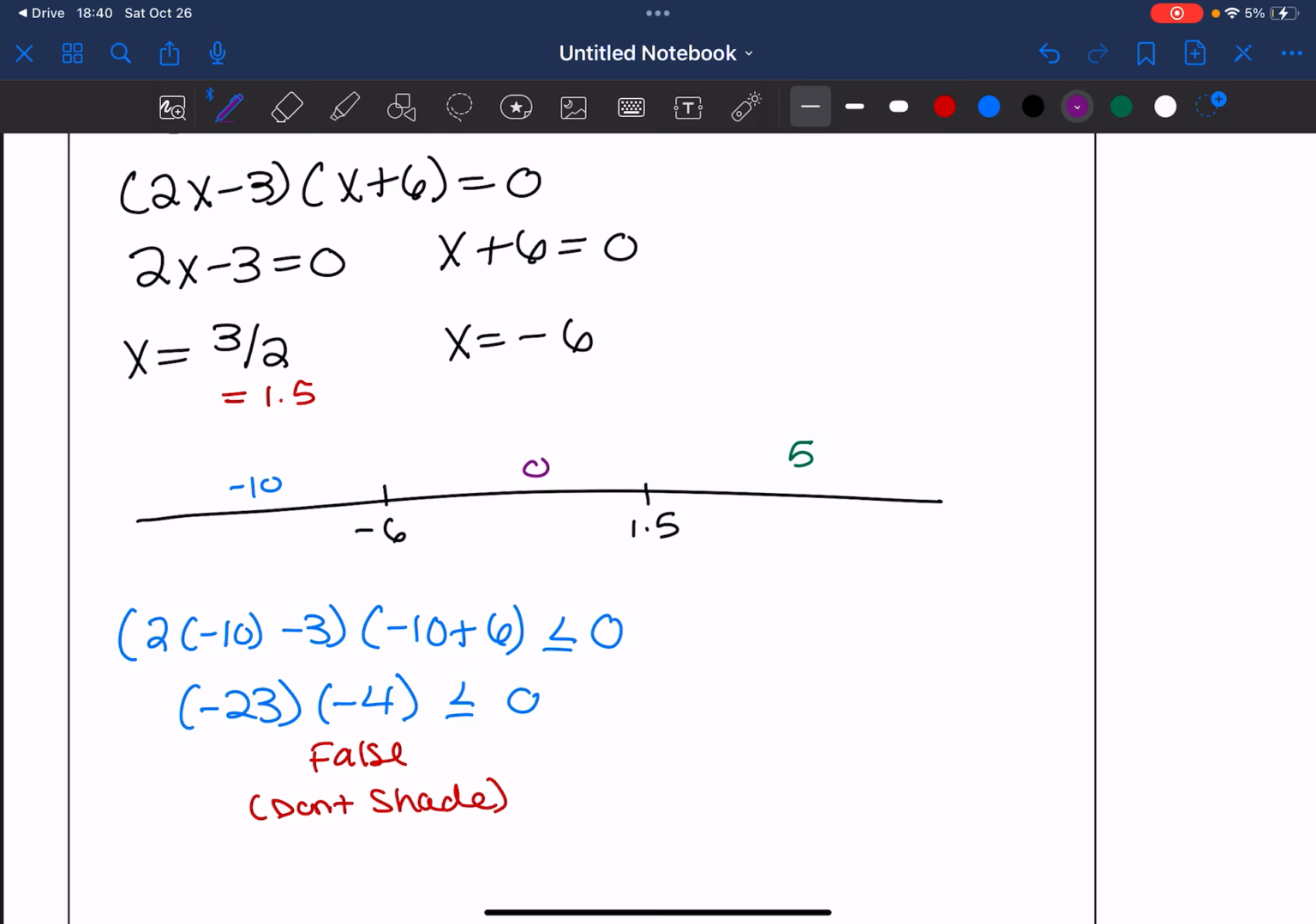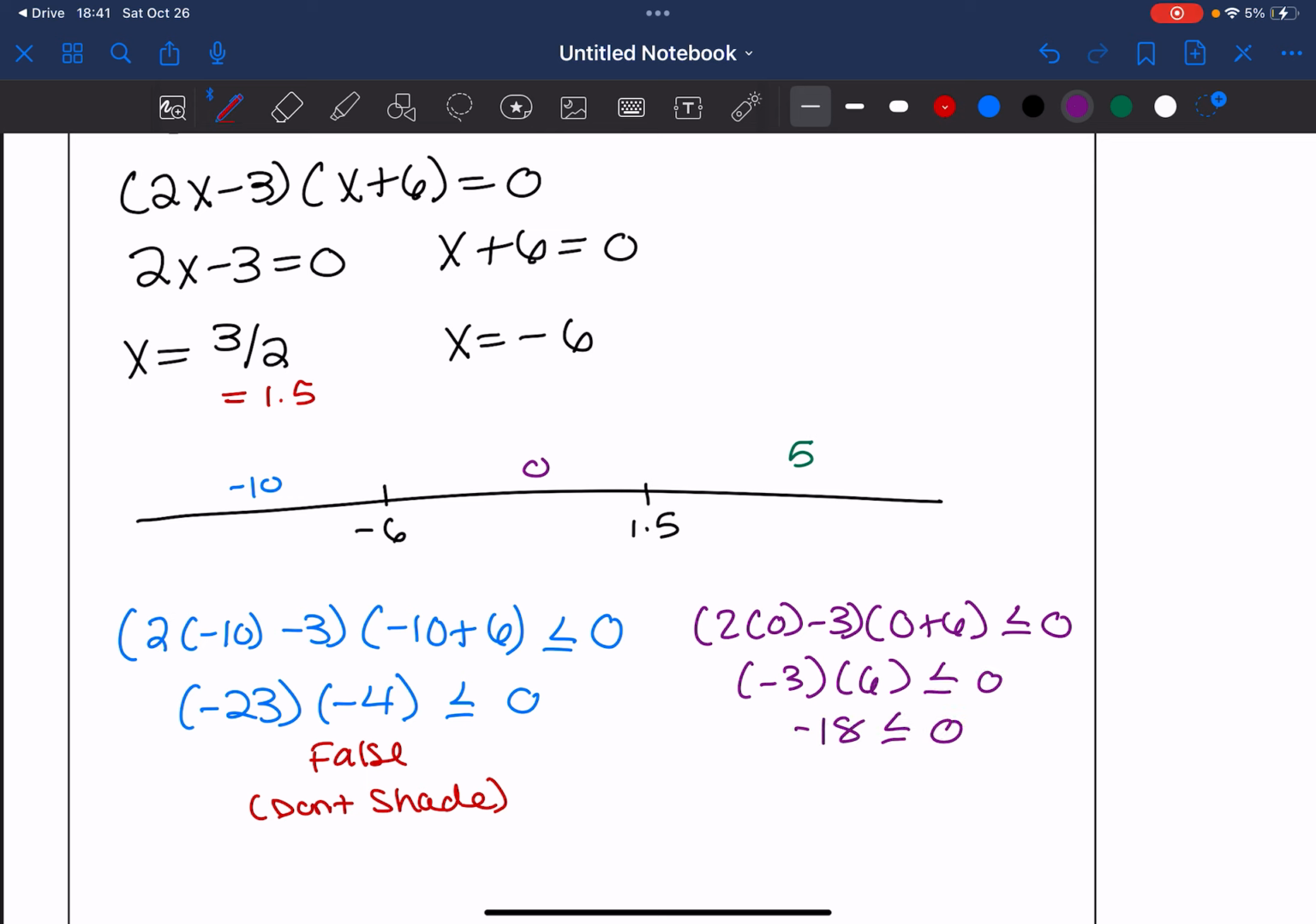Now we're going to try 0. So I have 2 times 0 minus 3 times 0 plus 6 is less than or equal to 0. So 2 times 0 is 0. 0 minus 3 is negative 3. 0 plus 6 is 6. Less than or equal to 0. So this is negative 18 is less than or equal to 0, which is a true statement. So we're going to shade. So that means this section here is a true statement.